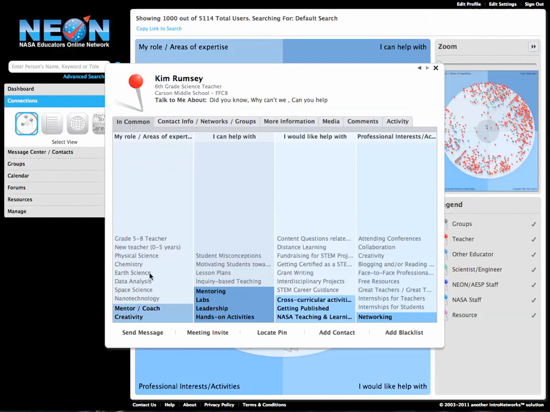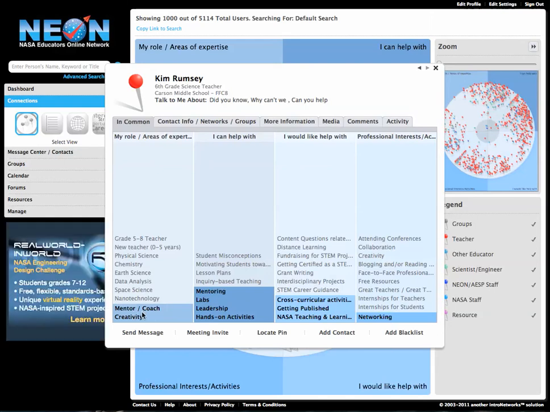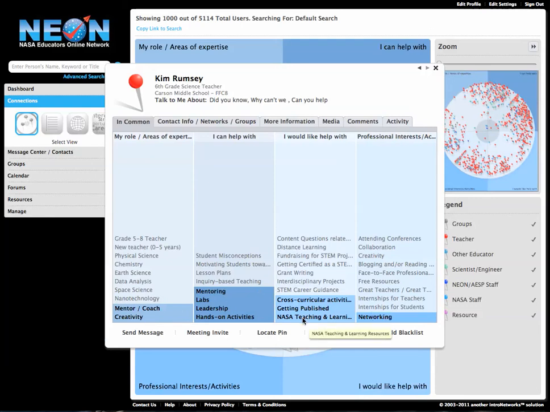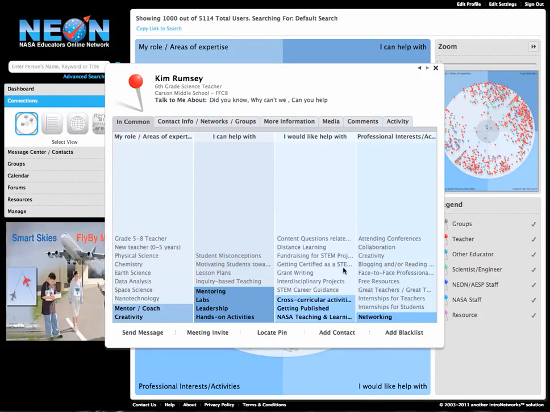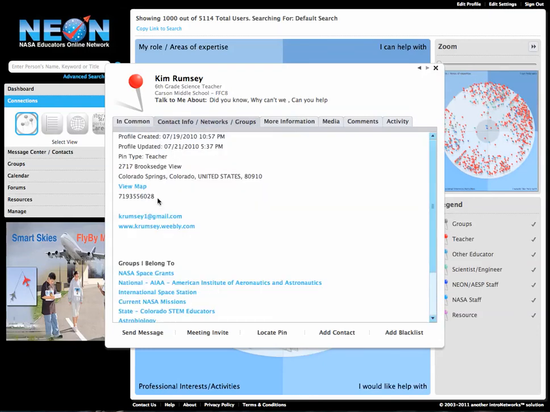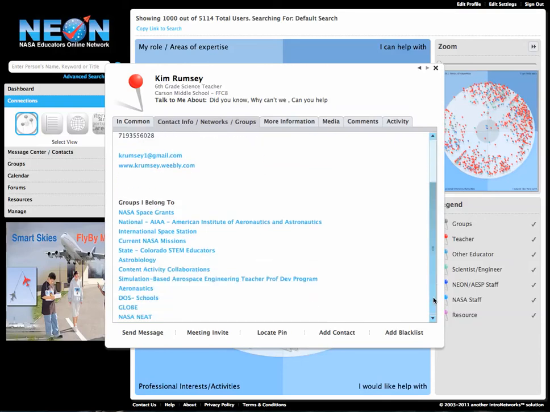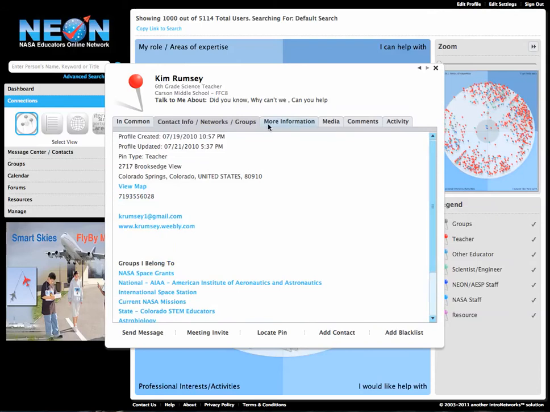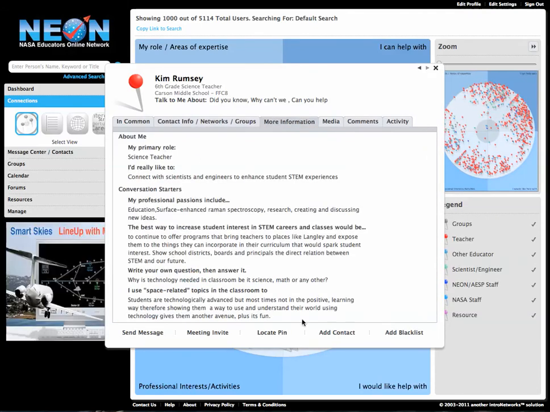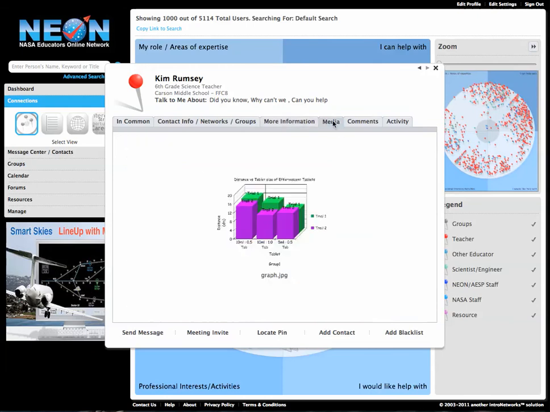Kim says that she's a mentor and a coach, and all these blue words indicate things we have in common. So look at how much information I have about her very, very quickly. Then I can also see she's in Colorado Springs. There's her email. She's got a web page. I look at all the groups that she belongs to. She's very involved. I can see how she answered all the questions. Notice how in just a couple of clicks I'm learning so much about this person.